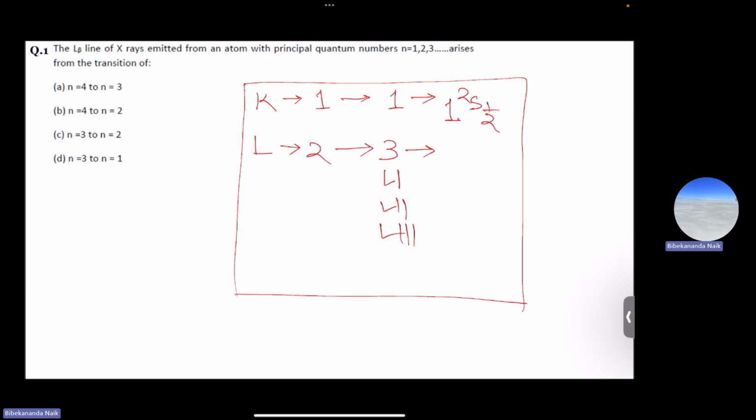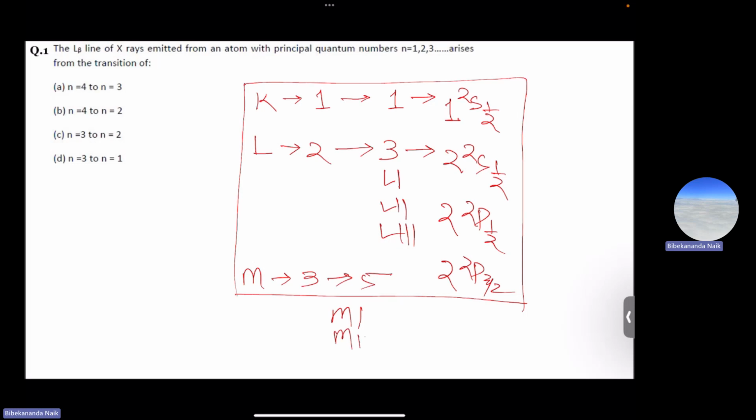What are they? The 2 is for n equal to 2: 2s 1/2, then 2p 1/2, and 2p 3/2. The 2 lies here because it is n. So these are the number of levels. Similarly for the M shell, n is 3, the multiplicity is 5, so M1, M2, M3, M4, and M5.